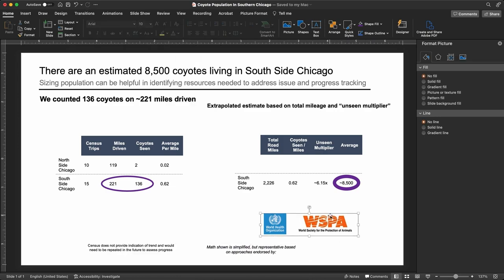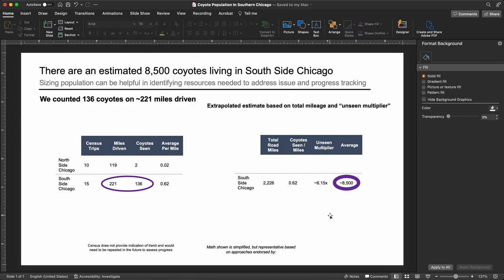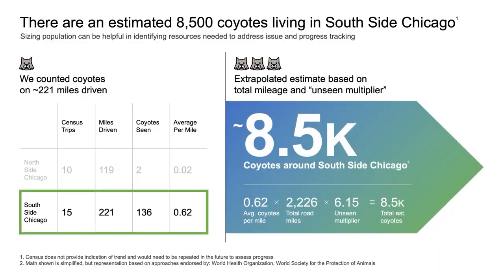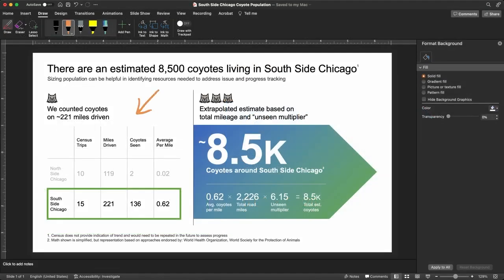Okay, at this point, I feel like our sketch is ready for redesign. I'm going to spare you from having to watch me do that, so we're going to fast forward to the end result. Okay, and here's where we landed with the infographic. On the left, we've simply cleaned up the table, and as I mentioned, we highlighted the Southside Chicago row to focus in on the most relevant data.